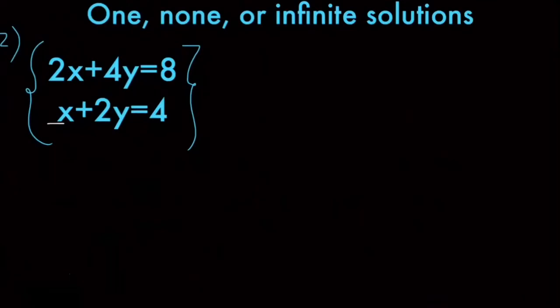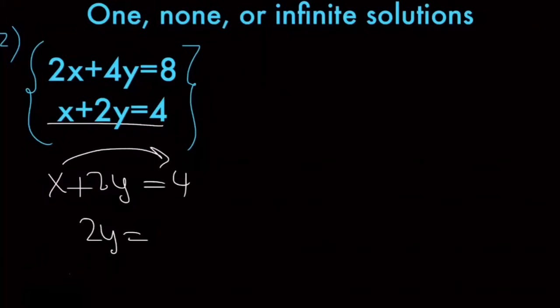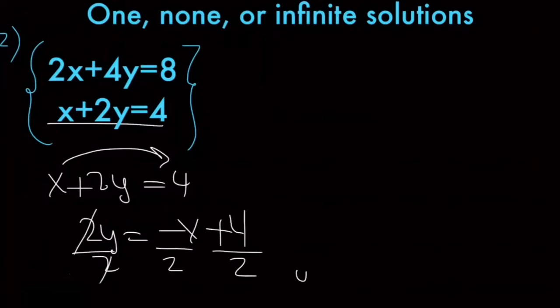Now on to the second example. We have another system of equations and we're going to try to figure out how many solutions there are. Since there isn't any simplified y, I'm going to just take this equation and simplify the y. We're going to take x to the other side, making 2y equal to negative x plus 4, divide by 2. y is equal to negative 1 over 2x plus 2, that's 4 divided by 2 equals 2. This is the first equation.